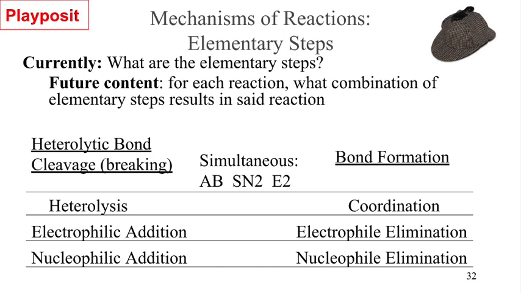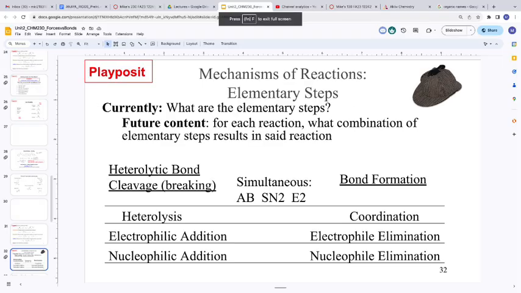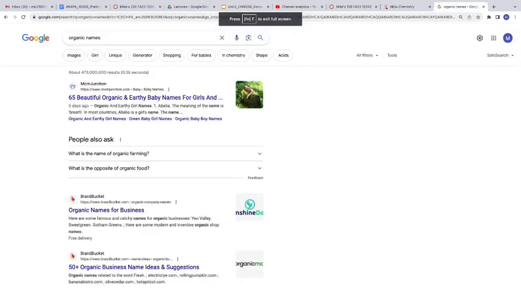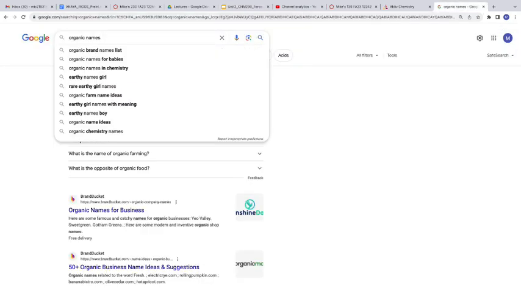Okay. What I will point out is a couple things. First thing, come on, baby names, organic name. Stupid.